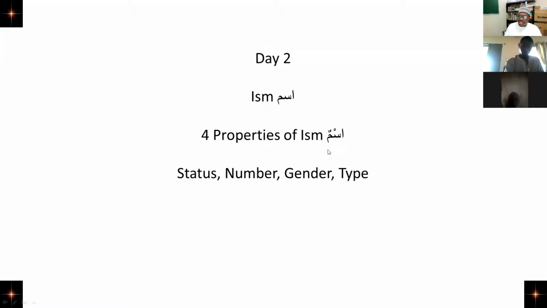There are no two ways about it. To learn the language of Arabic, yes, we can say that is fard kifaya. Some will learn how to speak it, how to interpret deeply the verses, but for us to learn the Quran directly, this must be fard ayn. Every one of us has that responsibility. So that's just by way of motivation. So let's go to ism and the four properties: status, number, gender, and time.